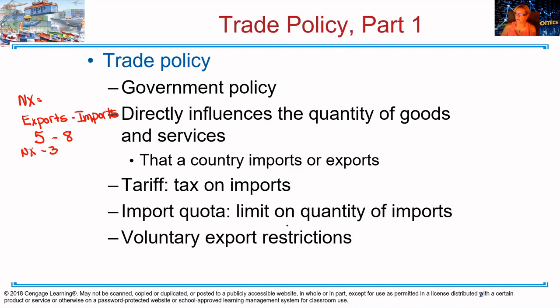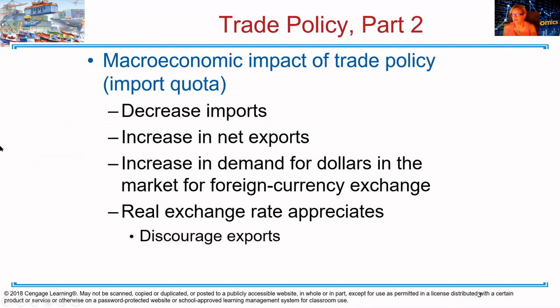We would then impose a limit on the imports. So that 8 would fall, maybe to 6. Now net exports become less negative, at -1. So essentially, net exports will increase because we're limiting the amount of imports that are coming in. So what's the impact of an import quota? First of all, we're going to decrease imports. We're going to increase net exports.